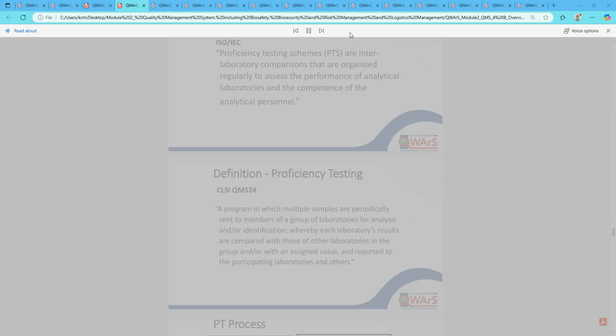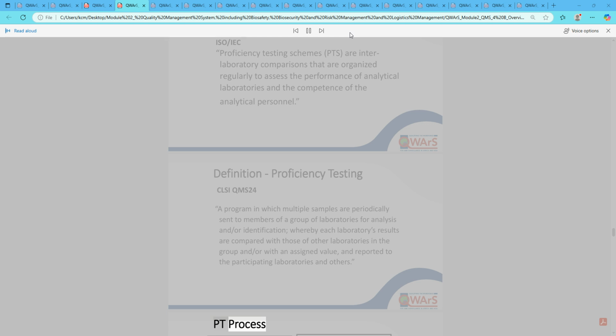ISO/IEC: proficiency testing schemes, PTS, are interlaboratory comparisons that are organized regularly to assess the performance of analytical laboratories and the competence of the analytical personnel. CLSI QMS24: a program in which multiple samples are periodically sent to members of a group of laboratories for analysis and/or identification, whereby each laboratory's results are compared with those of other laboratories in the group and/or with an assigned value, and reported to the participating laboratories and others.